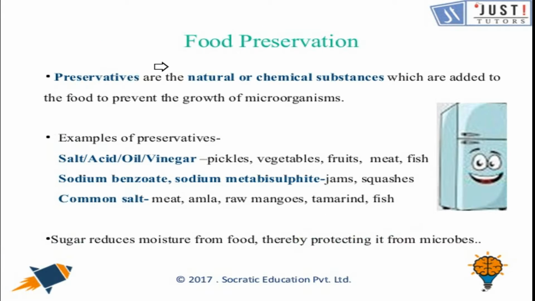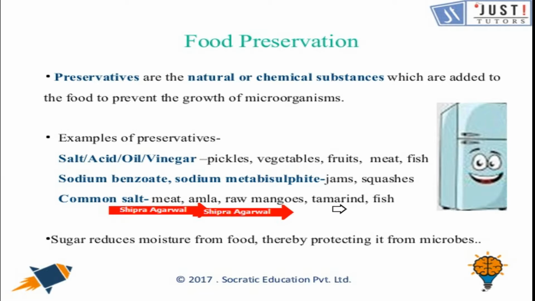So, how do we preserve our food? To prevent our food from being infected and to have good storage, we use preservatives, which can be natural or chemical, that prevent the growth of microorganisms in your food. Examples are salt, vinegar, and sugar.